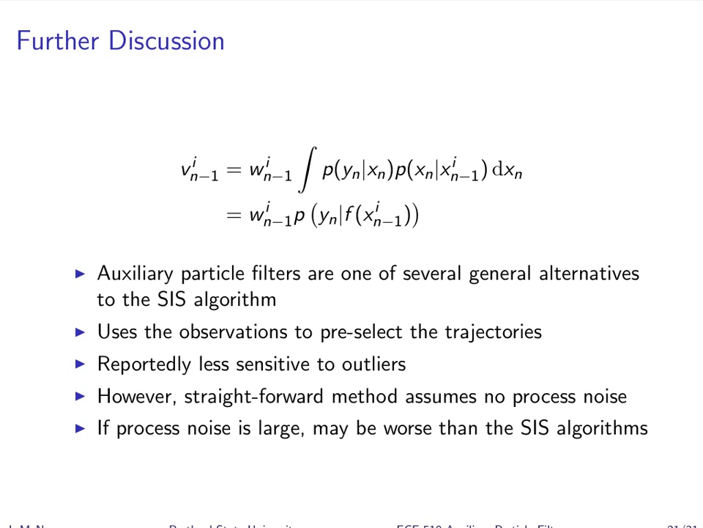If the process noise is large, this may perform worse than the simple algorithm, but if you've got something like what Ethan had, then it may perform beautifully. It seems like there will be a lot of applications where we do not have process noise, or at least it's very small compared to much of the measurement noise. Yeah, so this is a good choice in those applications, I would say.